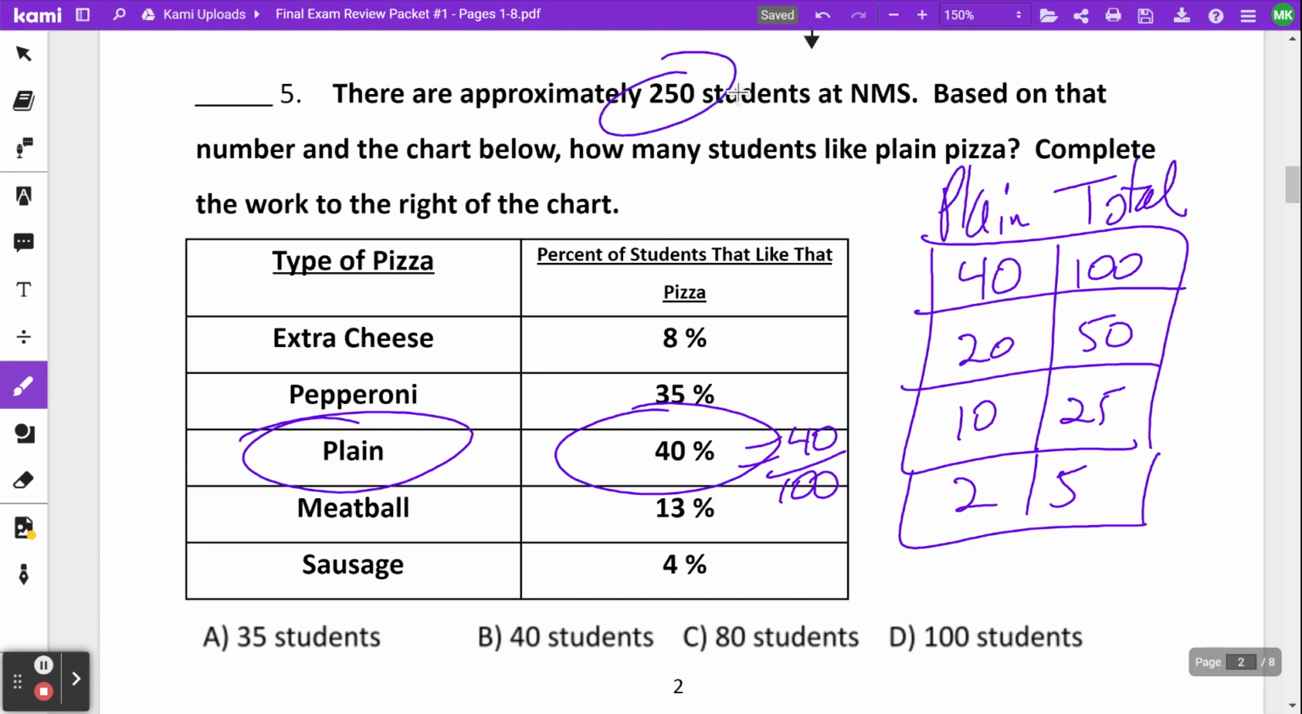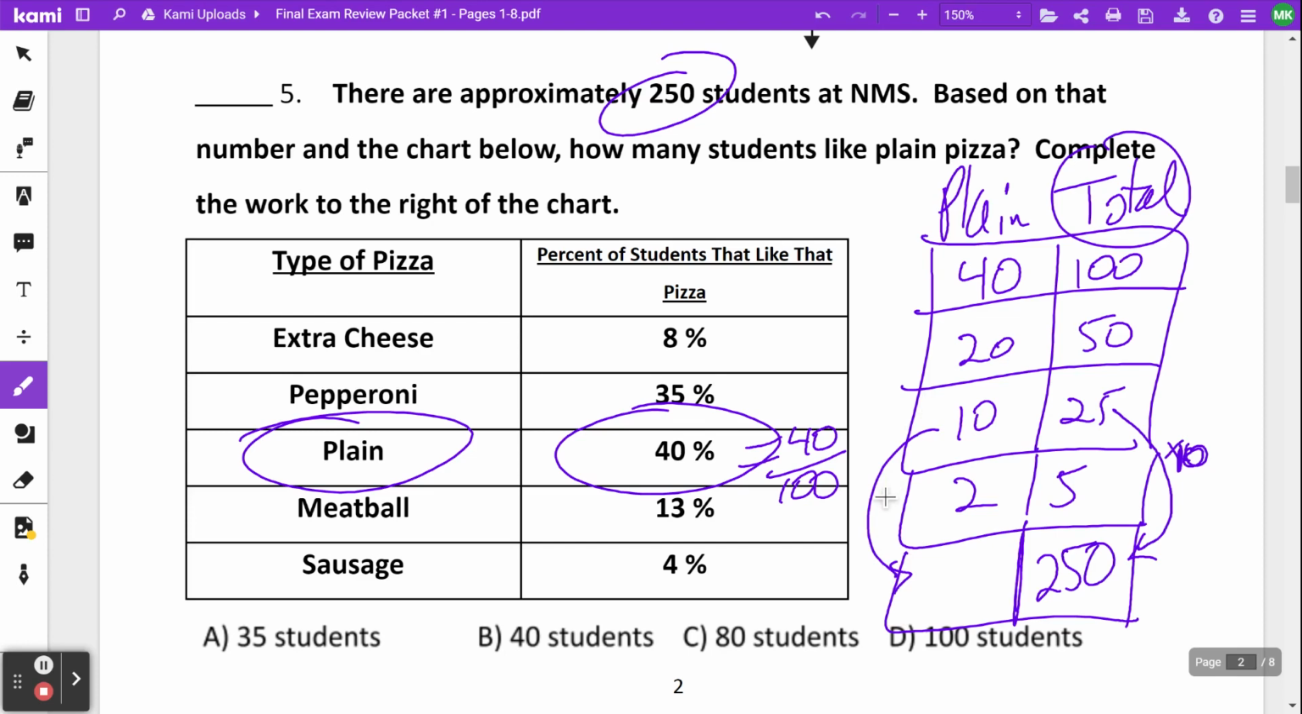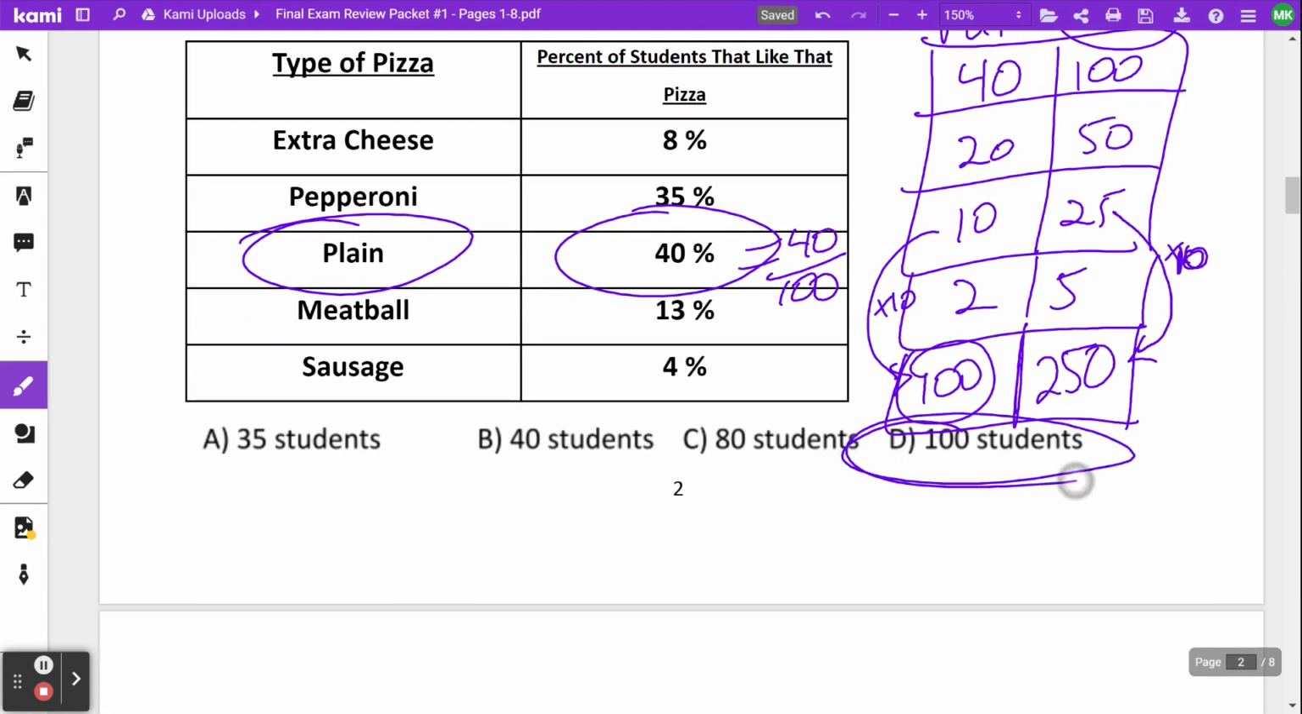All right, well, what's up? We have 250 total students. Well, if I have 250 total, there it is. That goes on this side right there. Oh, look, I'm going to use this guy. Aha! 25 times 10 gives me 250. So I'm going to multiply by 10 over here. And that gives me 100. So 100 students. There you have it.